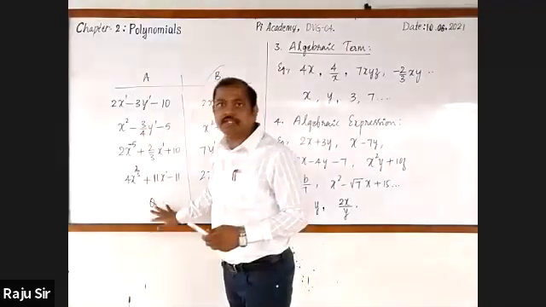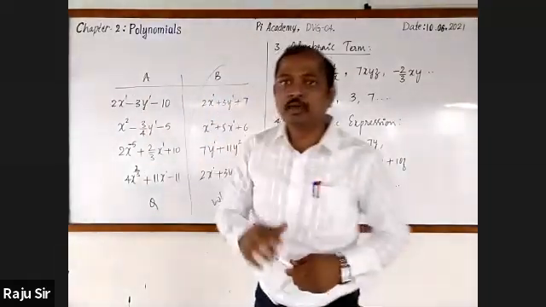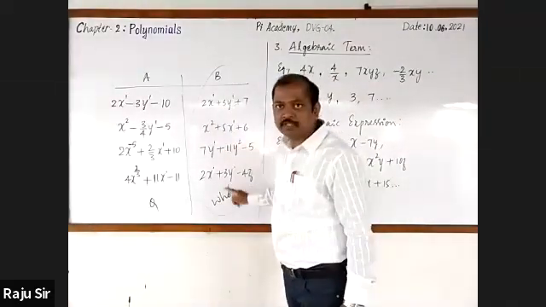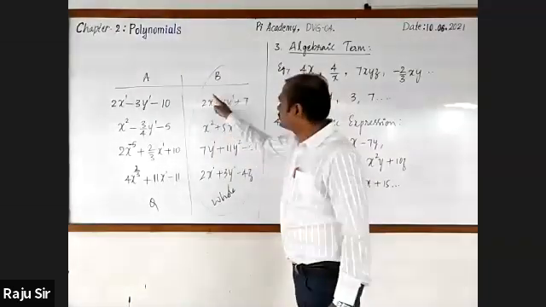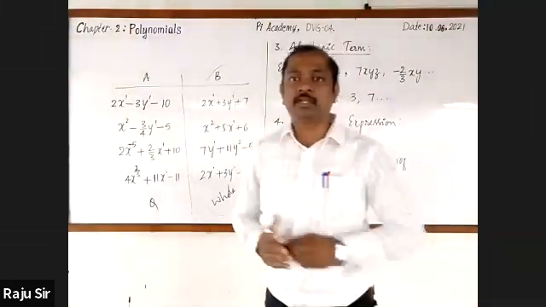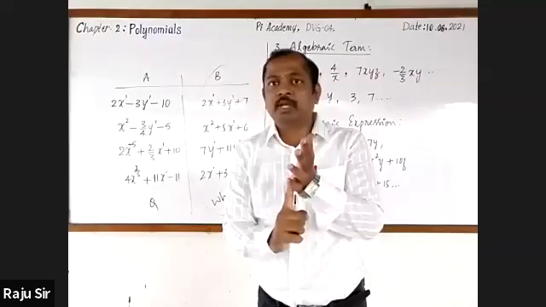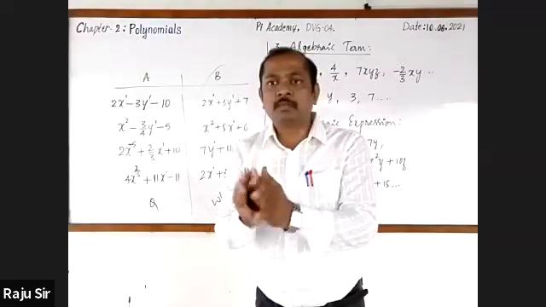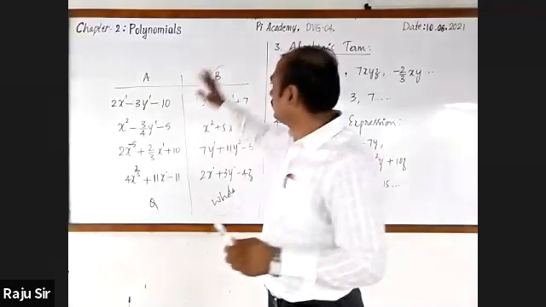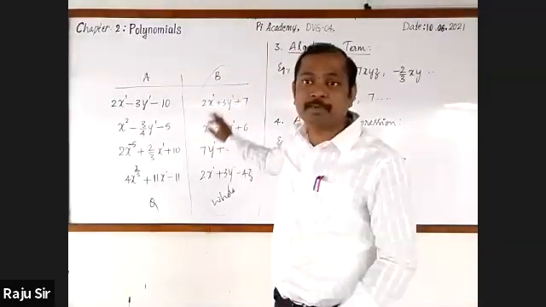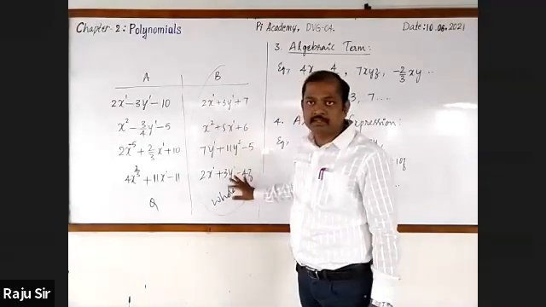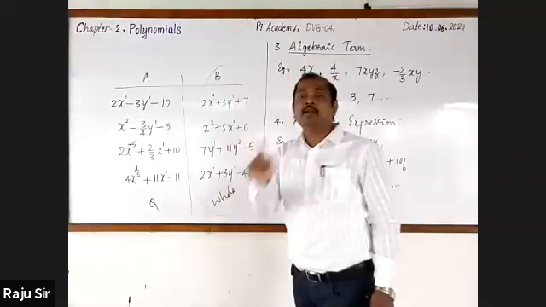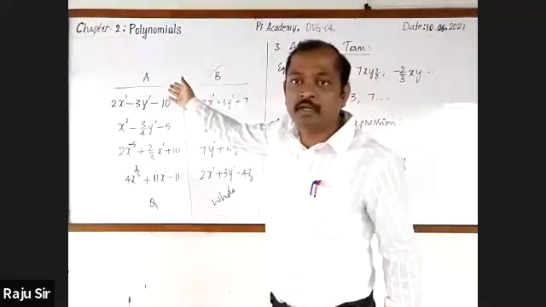These are all algebraic expressions. Once I tell you polynomial, let me tell you the definition of polynomial. An algebraic expression involving the variables whose power is non-negative integers. If there is a negative power or a p by q form, it is not a polynomial. Only natural numbers or whole numbers should be the powers. Then only you can call those algebraic expressions polynomials. An algebraic expression involving the variables whose power is non-negative integer is known as a polynomial.